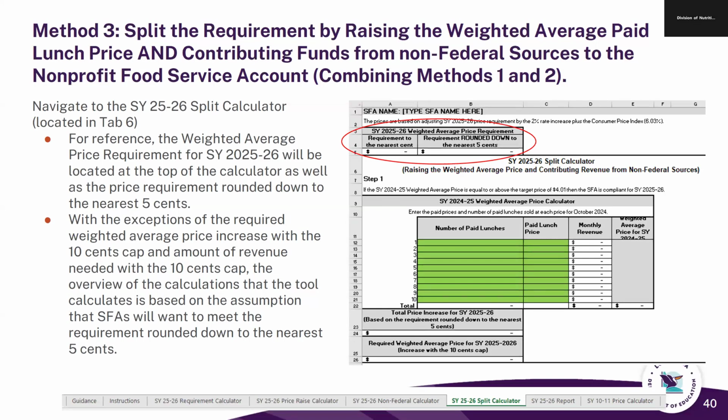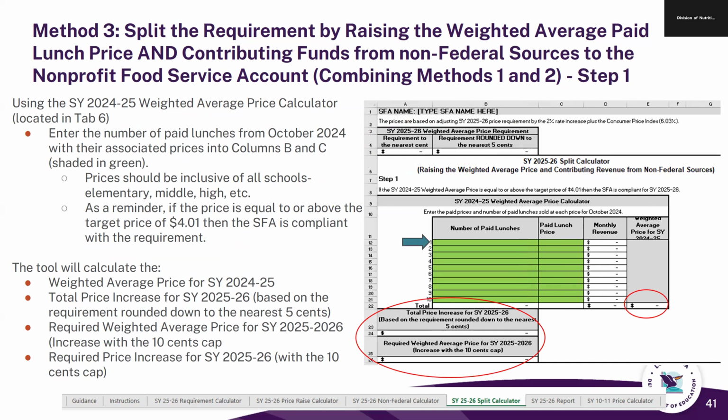All right, so to begin, you're going to navigate to the 25-26 split calculator tab, which is tab 6. And for reference, the weighted average price requirement for 25-26 will be located at the top of the calculator, as well as the price requirement rounded down to the nearest 5 cents. With the exception of the required weighted average price increase with the 10-cent cap and the amount of revenue needed with the 10-cent cap, the overview of the calculation that the tool calculates, again, is based on the assumption that SFAs will want to meet the requirement rounded down to the nearest 5 cents.